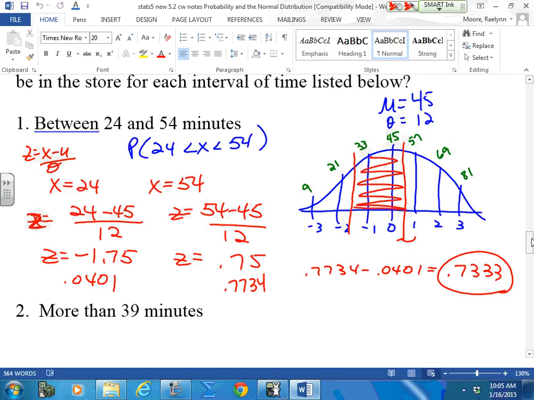Now, the next part of this says, if there are 200 shoppers that are about to walk in, if I use this probability, I want to find out how many of those 200 will stay in my store between 24 and 54 minutes. So to find out that, I take this 200 and I multiply it by this probability. You might as well leave that in a decimal, because your percent should have to turn back to a decimal. Is that n? N equals 200.